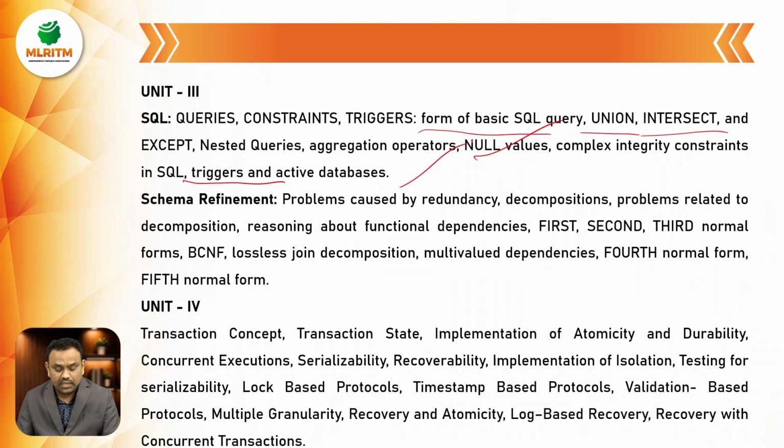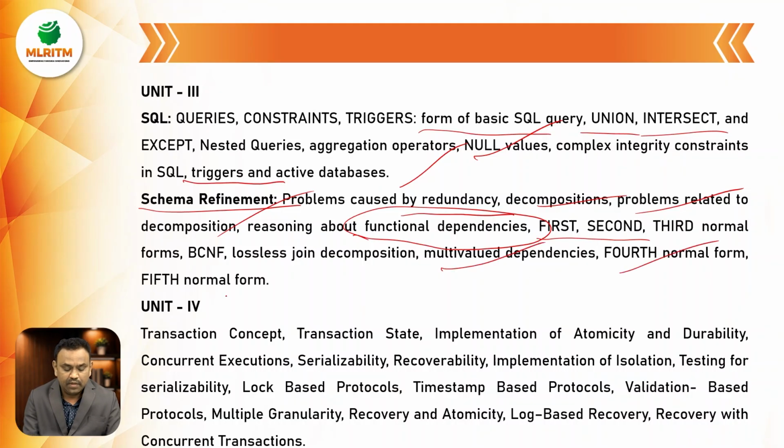The second part of the third unit focuses on schema refinement. It discusses redundancy, decompositions, problems with redundancy, and functional dependencies. And to eliminate the redundancy, different normal forms: first normal form, second normal form, BCNF, lossless join decomposition, multivalued dependency, fourth normal form, fifth normal form, etc. Coming to the fourth unit, transaction management.